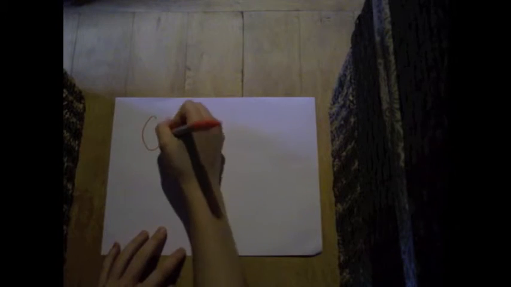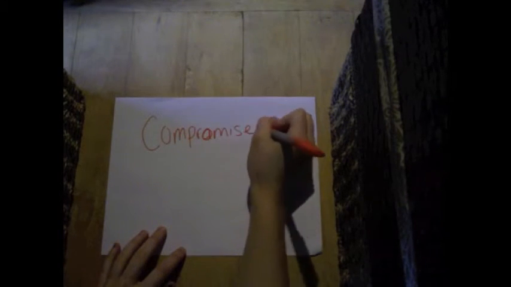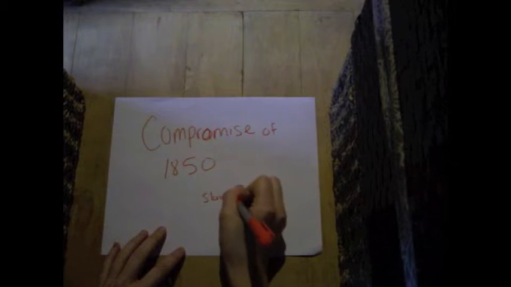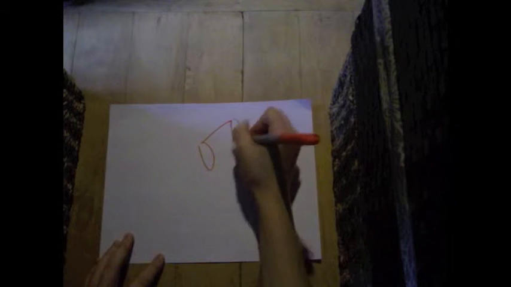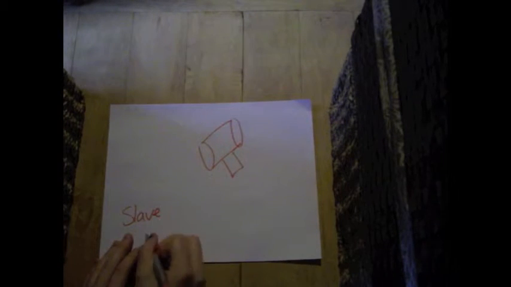Lastly is the Compromise of 1850. It consisted of 5 laws pertaining to slavery. Fugitive slave law was amended and slave trade in Washington, D.C. was abolished.